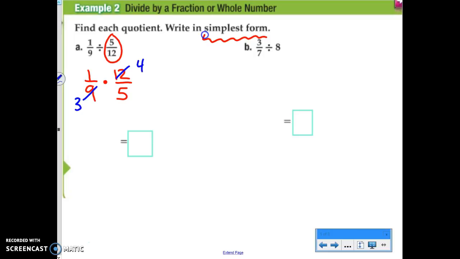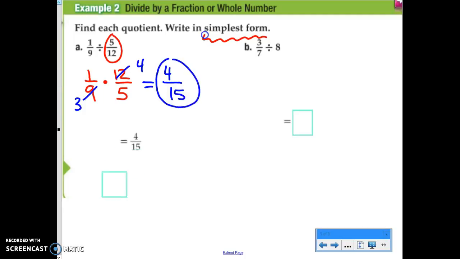And now it's much easier for me to just multiply my numerator and denominator. 1 times 4 gives me 4, all over 3 times 5 gives me 15. And 4/15 is my answer for letter A. All right, taking a look at B.